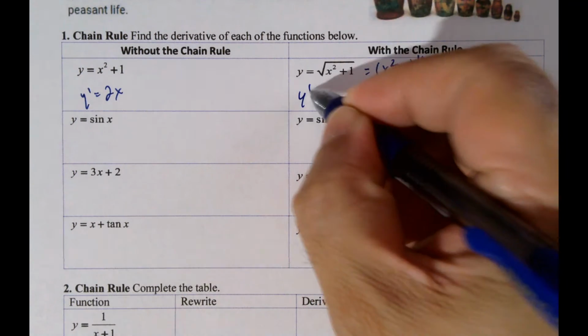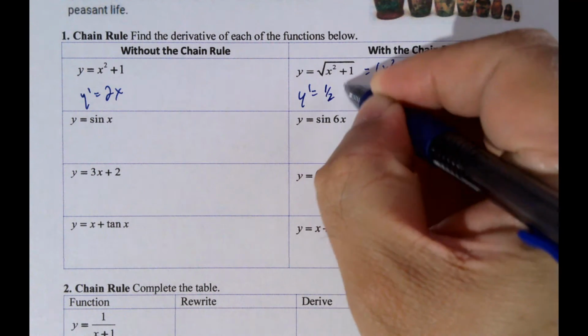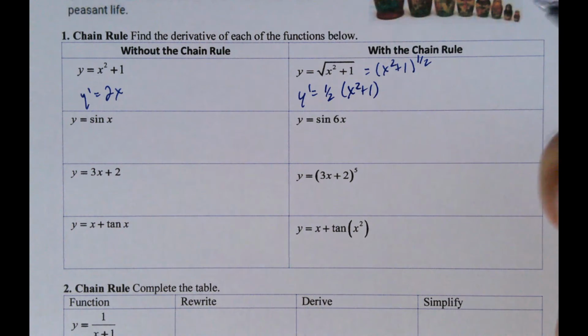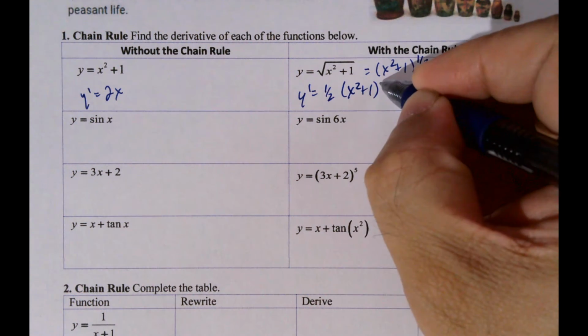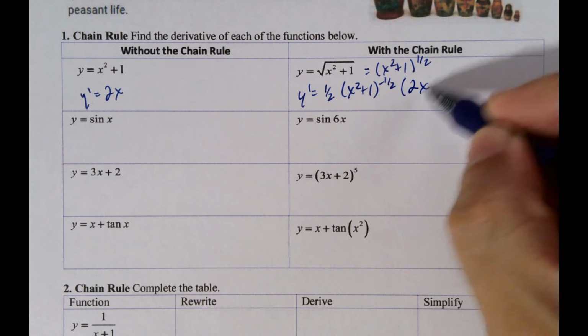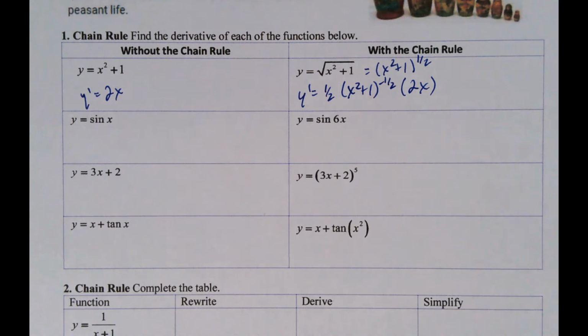So y prime, we take the derivative of the outside. So the exponent, you bring forward 1/2. Keep the inside, so I haven't changed the inside. Subtract 1 from the exponent, that's regular power rule. And then take the derivative of the inside. The derivative of the inside is 2x, right? We just did that a second ago. Derivative of x squared plus 1 is 2x.